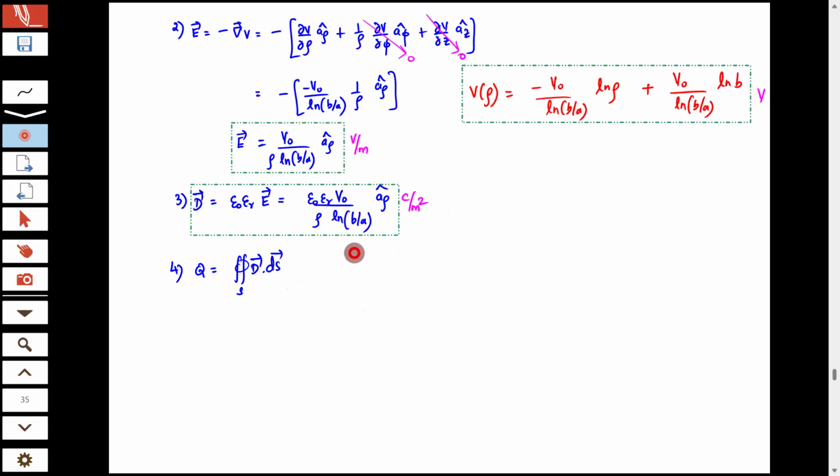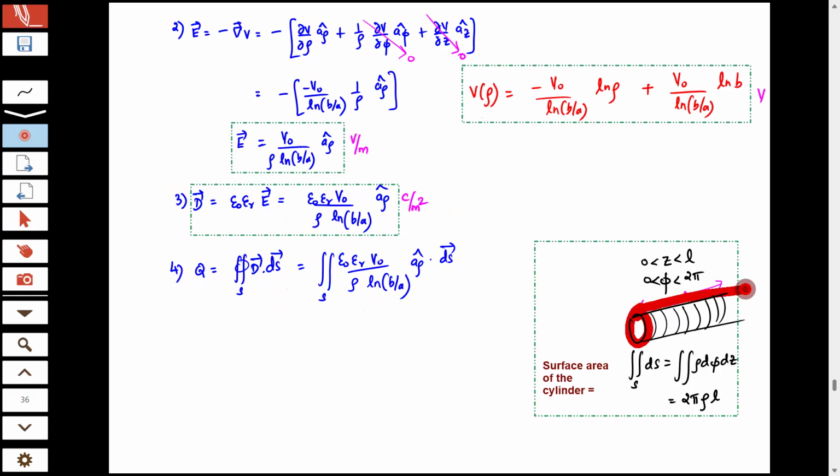Now, considering this D, we have to perform surface integration over the cylindrical surface. And we also know the cylindrical surface integration gives the surface area of the cylinder. We can either perform integration with proper limits, or if we know the surface area of the cylinder, we can write it directly. This shows how to integrate for the surface with variables phi and z, and the surface element is rho d phi dz. We have to perform integration for phi from 0 to 2 pi and length is 0 to L. Thereby, we will get the surface integration ds is 2 pi rho L.